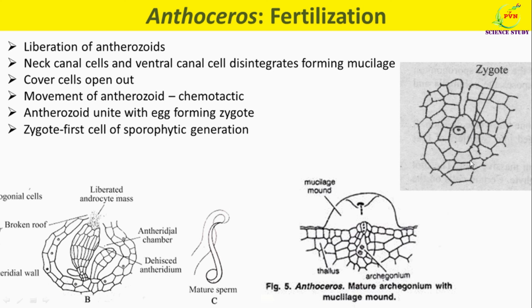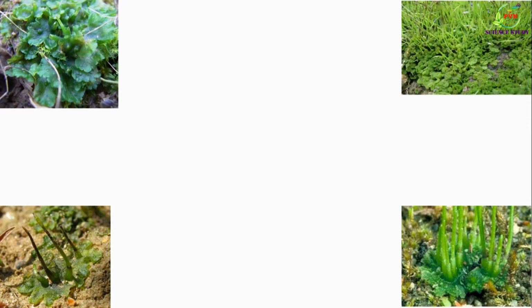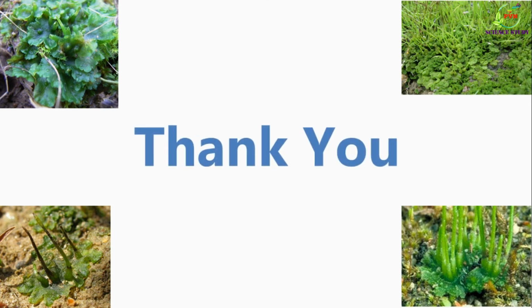So this is the zygote, which is the first cell of the diploid or the sporophytic generation. As soon as the zygote is formed, the gametophytic generation ends and the sporophytic generation starts. So with this, we have completed reproduction in Anthoceros. In the next video, we will study the sporophyte of Anthoceros in detail. Thank you.